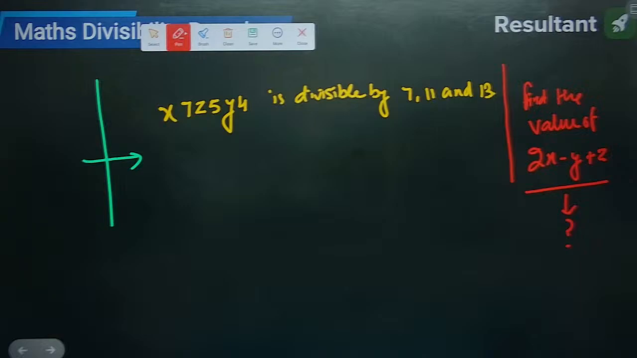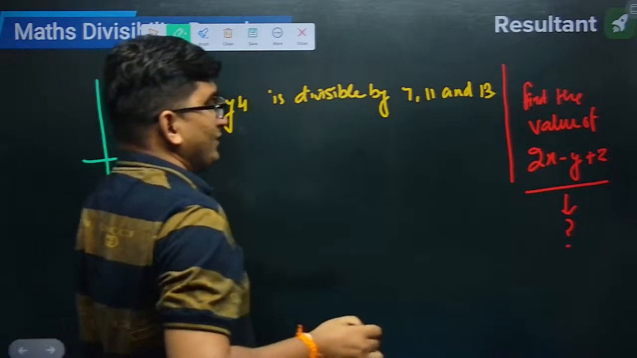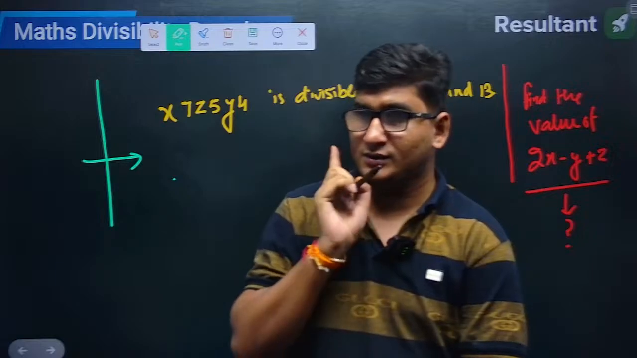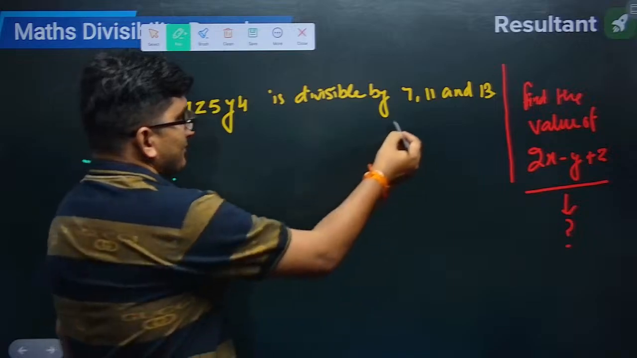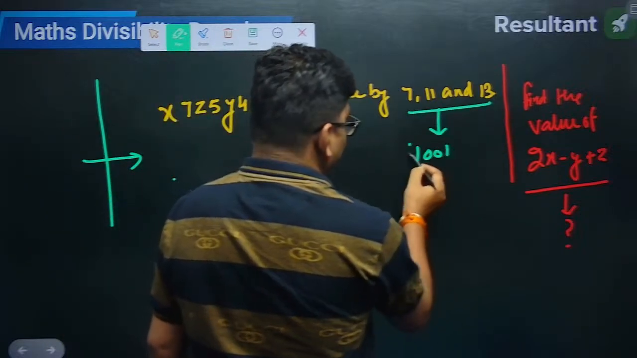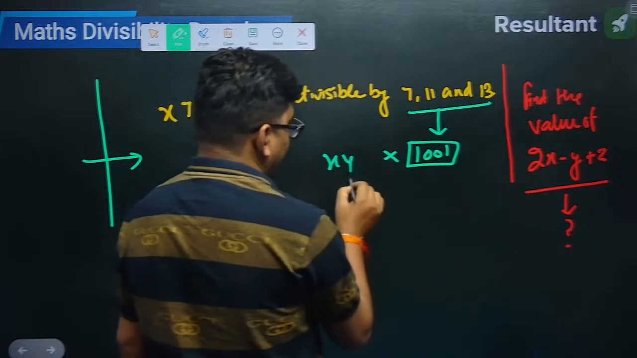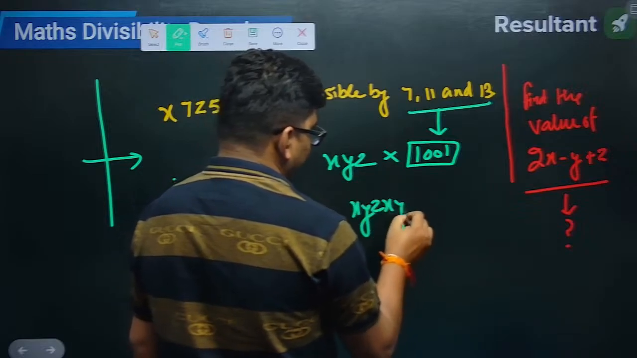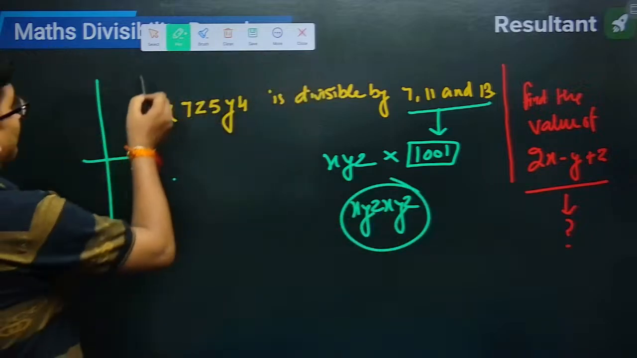Hope you have solved this. Now, please see one thing here. 7, 11, 13, after multiplying, what does it become? 1001. And if you multiply it with any 3-digit number, suppose xyz, it becomes xyzxyz. And now you know very well one thing here.